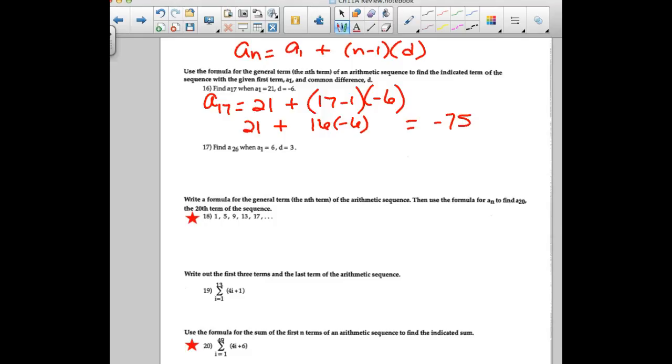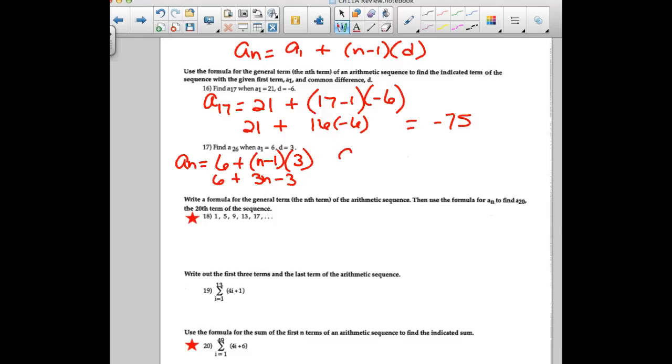All right. For question 17, we're looking for a sub 26. Our first term is 6. Our common difference is 3. We can do the same thing we just did, or I could find a generic formula. A sub n equals first term plus n minus 1 times our common difference. And if I do some distributing, we get 3n minus 3 plus our 6.